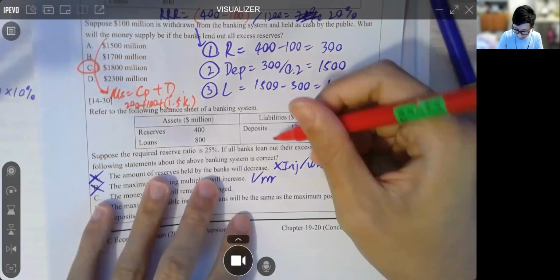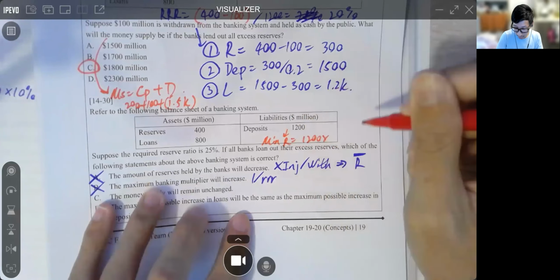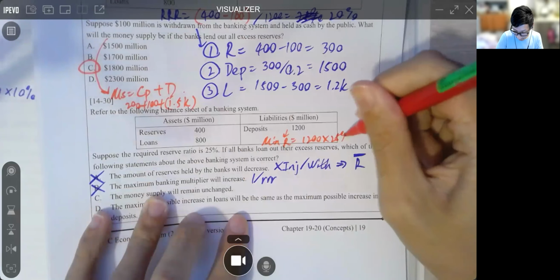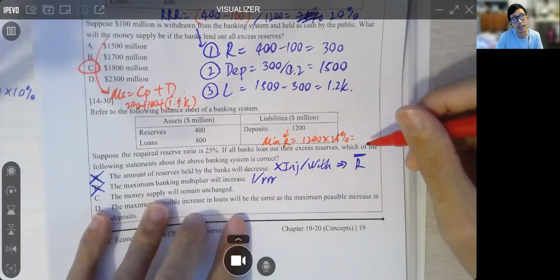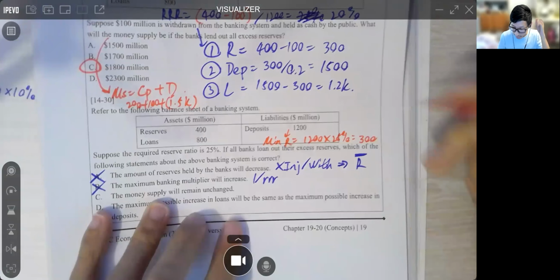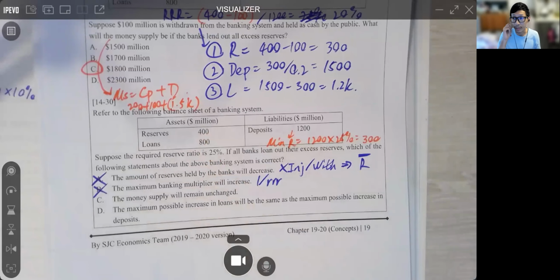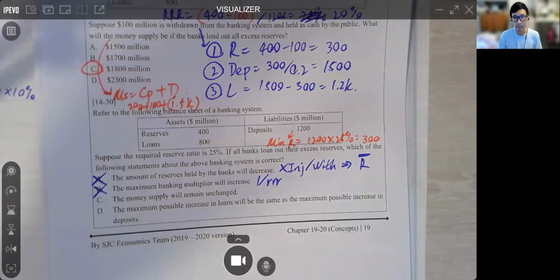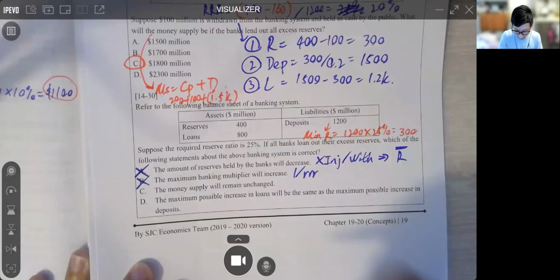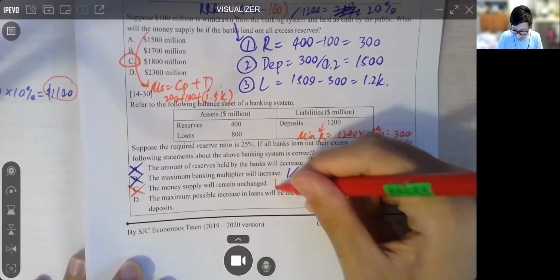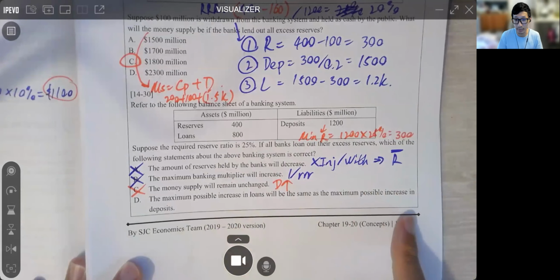我哋計下啦。Minimum reserve is this amount times 25%, which would be 25% would be 300. Now you see there is an excess reserve of 100. So if they also loan out the excess reserve, definitely more deposit will be created. So no, because deposit would increase. The maximum possible increase in loan will be the same as the maximum possible increase in deposit.